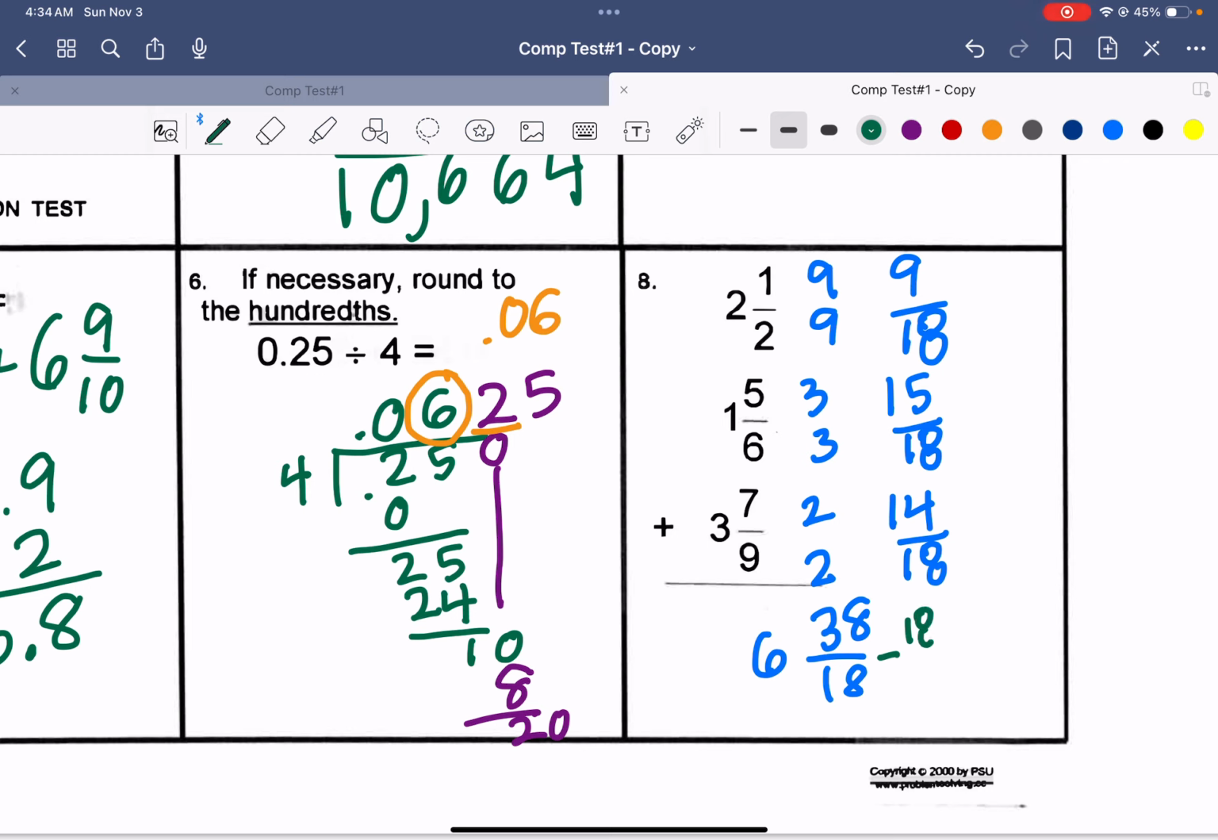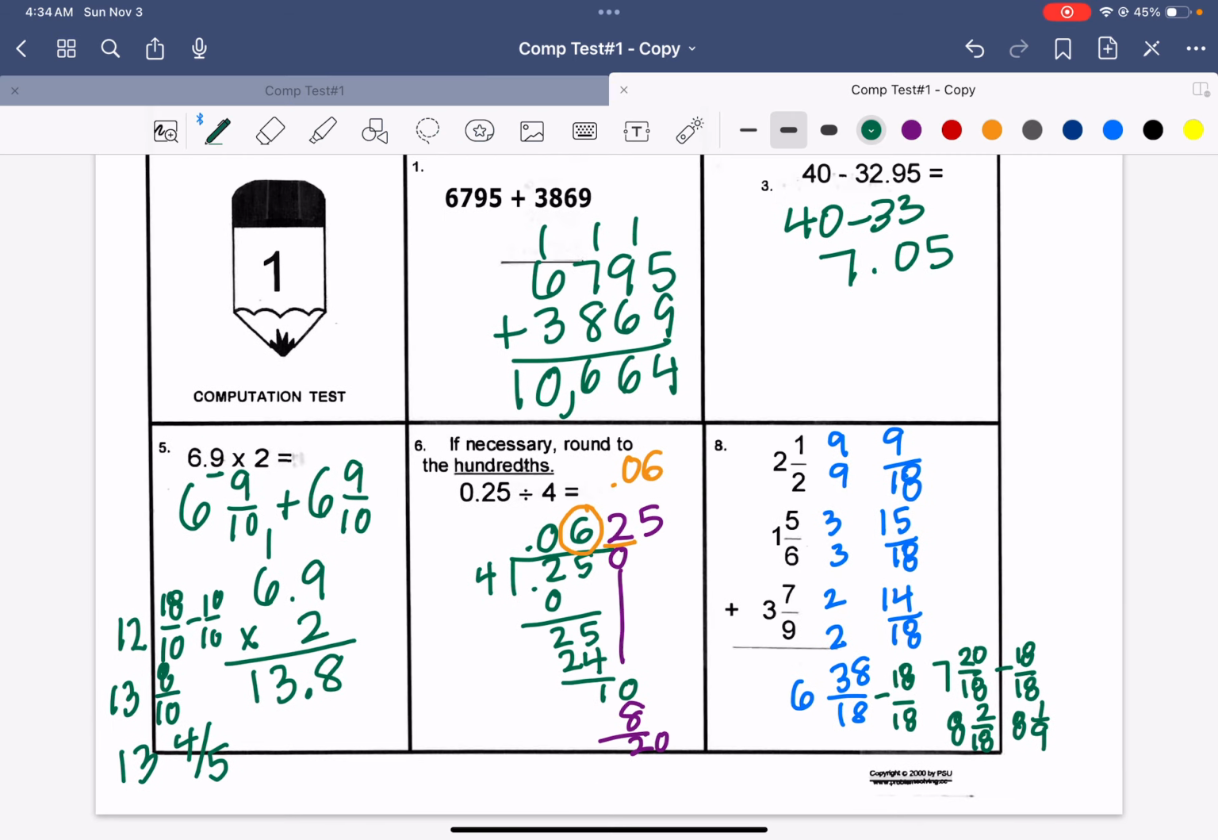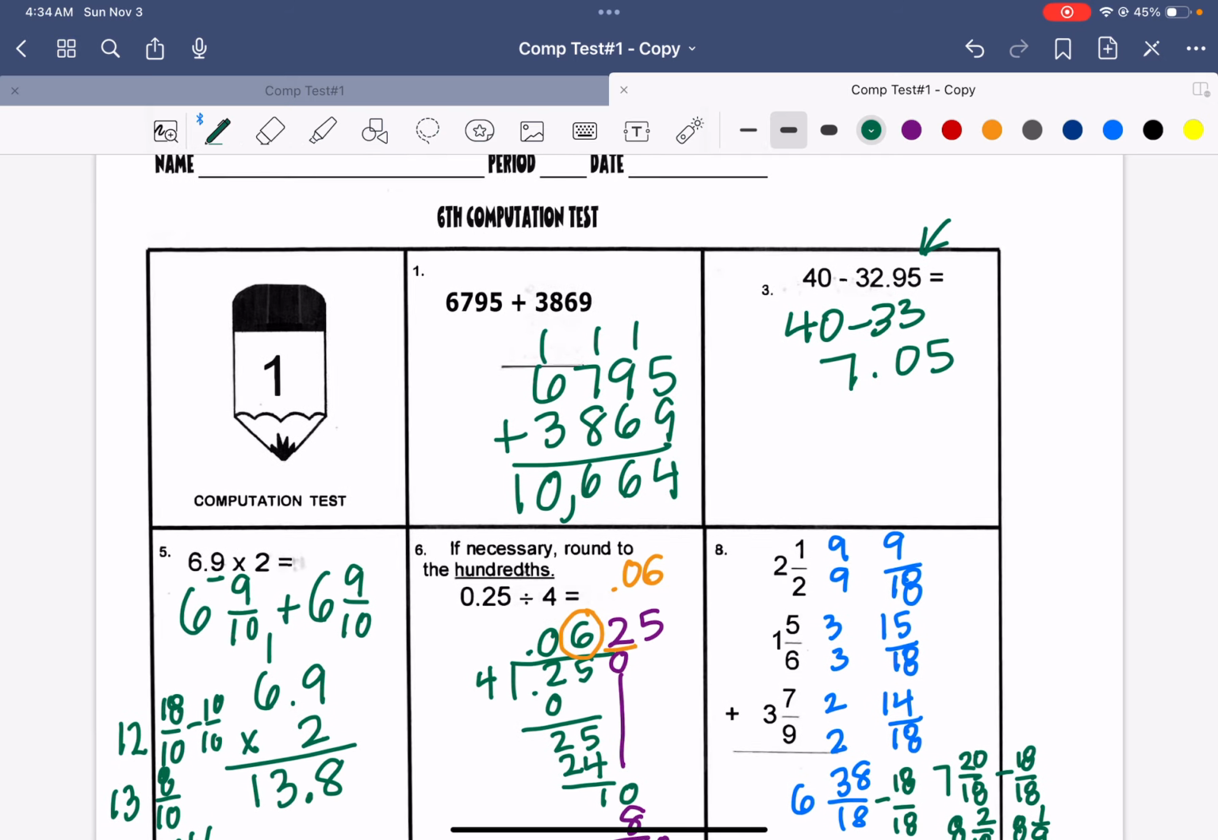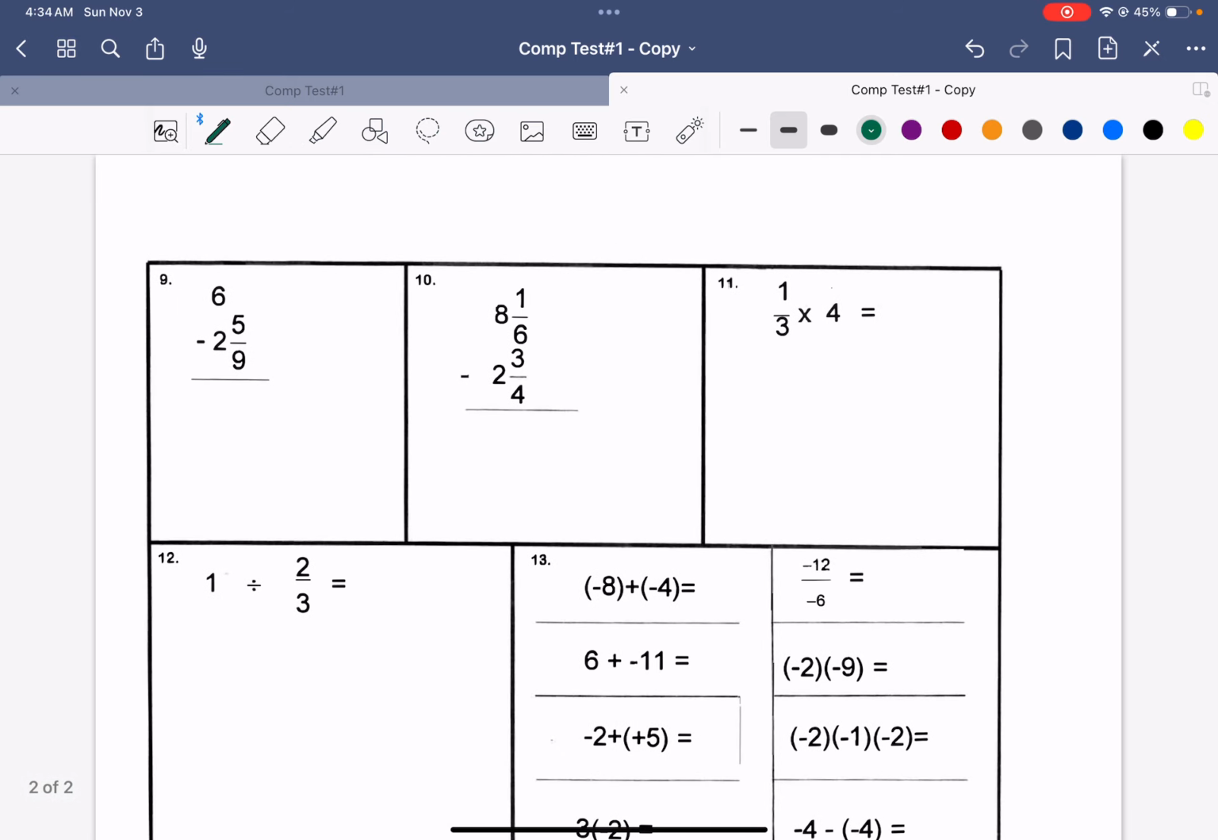So take away. And then I add that, and it becomes 7 and 20 over 18. If the top number is greater, that means I can take away another whole, and it becomes 8 and 2/18, which simplifies to 8 and 1/9. All right, so that's the front of the computation test. Let's go to the back.